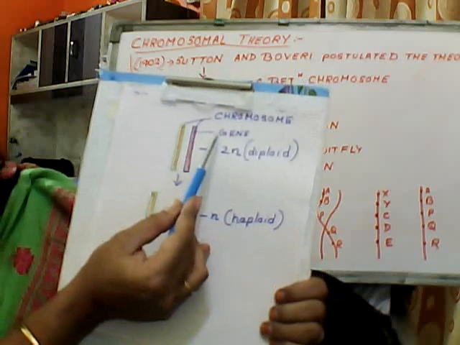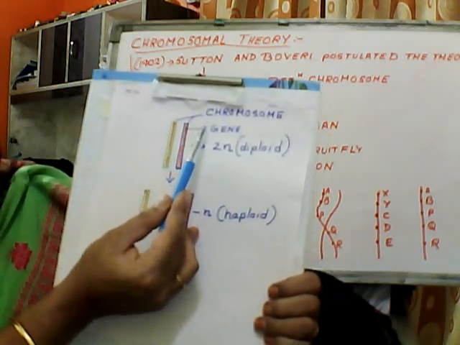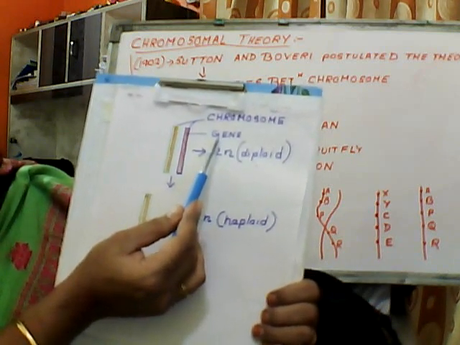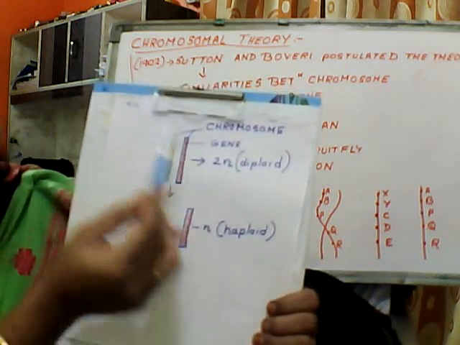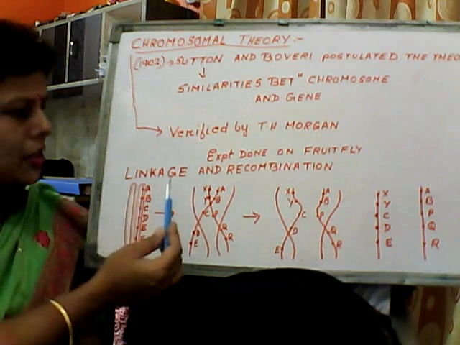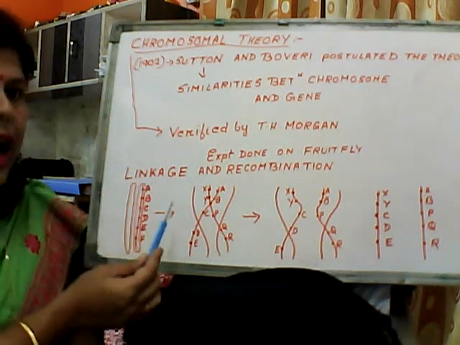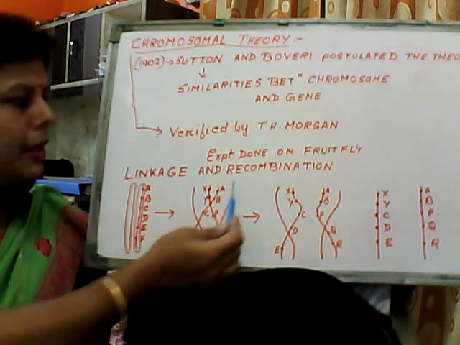Many similarities are there between them, but certain differences are also there. One difference we can say is that the gene number will be more compared to that of chromosome, because within one chromosome many genes are present. Okay. So now next, another very important topic which you have to know is linkage and recombination.